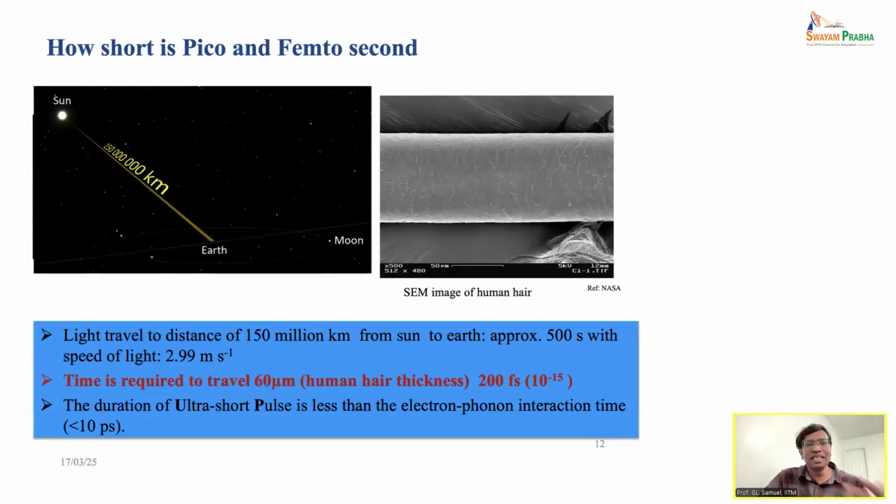Now, when the light is traveling at such a high velocity, consider the time required by light to cross a hair. If you take a hair and keep it in the path of the light, the time required for the light to travel across it is a femtosecond. They say that the time required to travel a hair diameter of 60 to 100 micrometers is about 200 femtoseconds. That is how short it is.